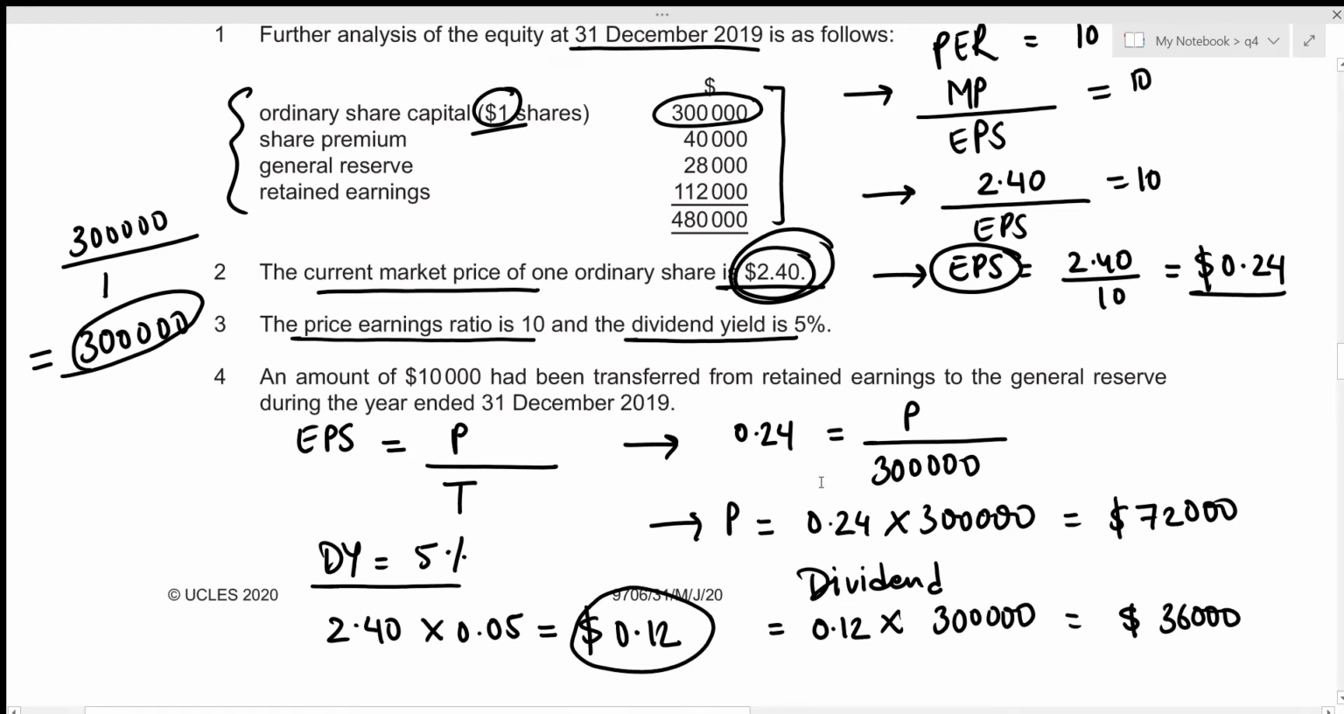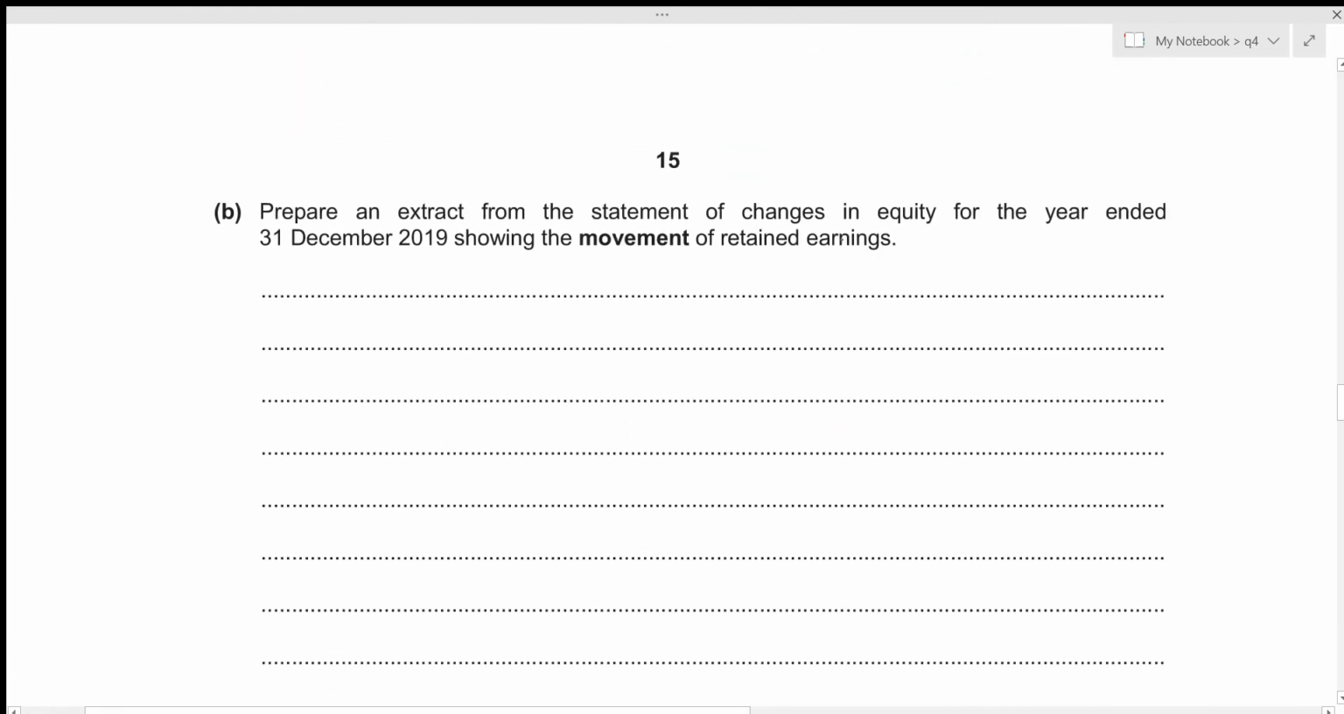So since we figured out our profit for the year, dividend paid for the year, and we're already given the transfer amount of 10,000, now we can easily move towards preparing the extract from the statement of changes in equity for only the retained earnings section. Let's do that. Okay, so we will start with our opening balance. So that would be retained earnings at 1st January 2019. Then we will add our profit for the year.